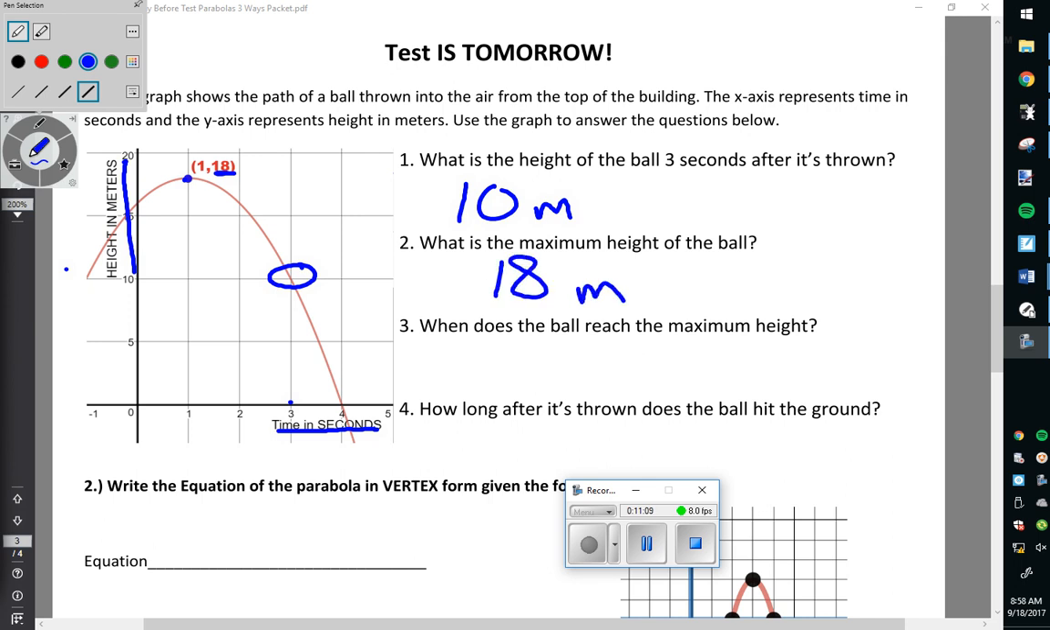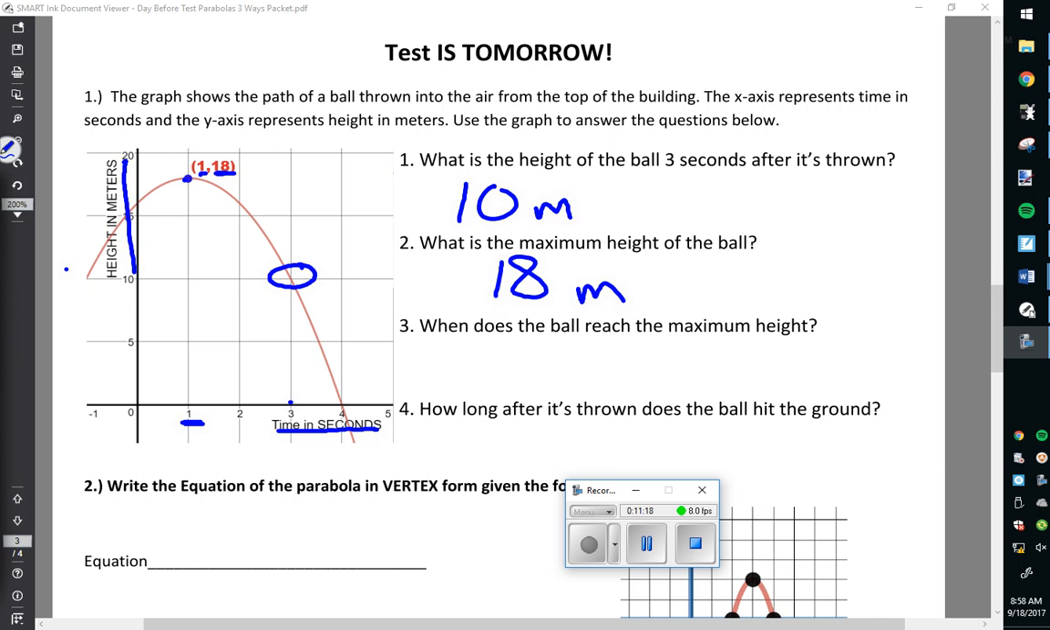So Sergio, when does the ball reach the maximum height? 1 second. When is a time thing. Since the x-axis is your time, that means it's right here. His x is 1 second.